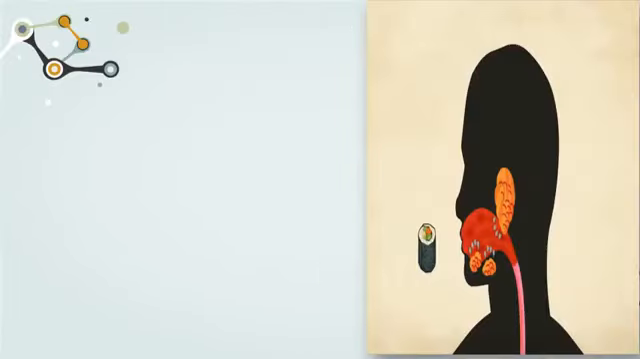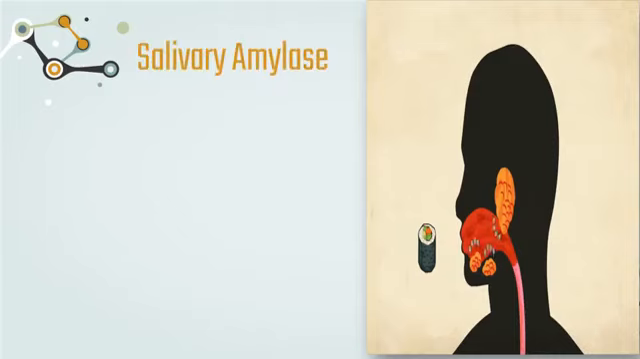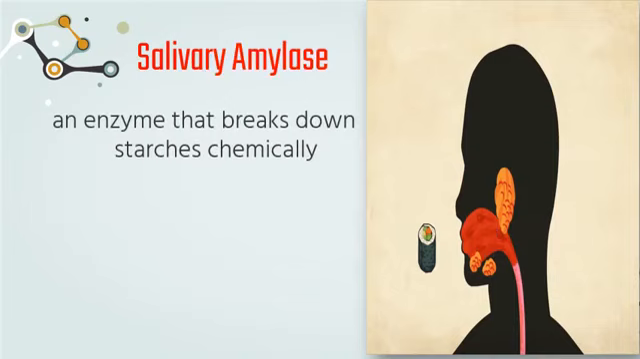As the food enters the mouth and starts to be mechanically broken down by chewing, as the teeth are used to break up the food, at the same time the salivary glands release salivary amylase. It is an enzyme that breaks down starches chemically.